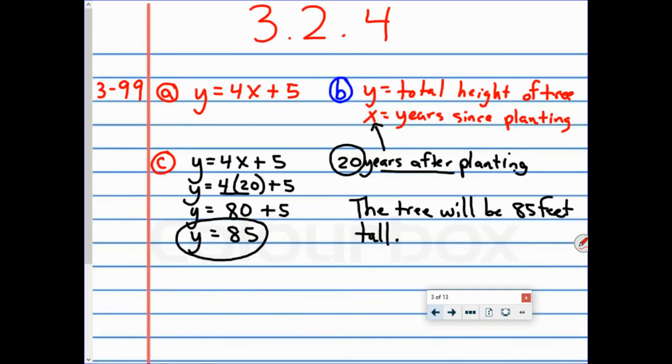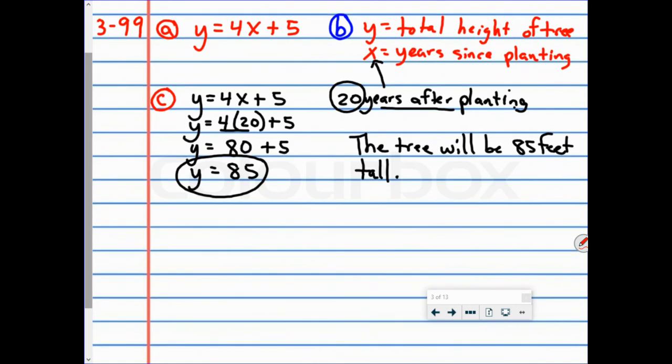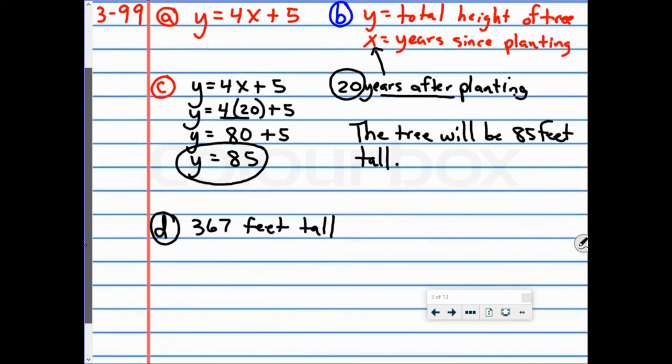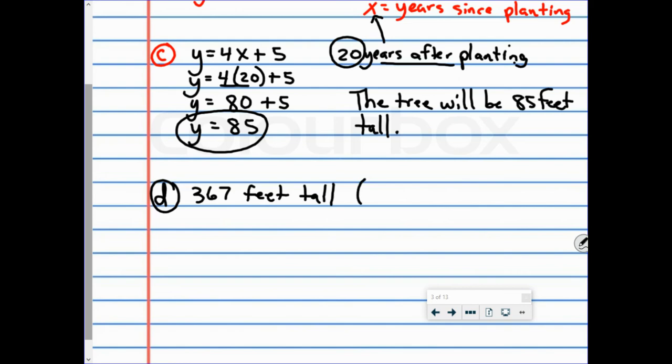So, 367 feet tall, right? So let's go to it. Let's write it down here. So this is letter D. See, I'm going to leave a line here. Okay, letter D. Circle it. 367 feet tall. We write down the facts. Okay, and what letter would that be? That would be y, wouldn't it? So now I'm going to skip a line here just for a little bit of room. Y equals, and our equation was 4x plus 5. And now the 367 takes over for the y, okay? 367 equals 4x plus 5.